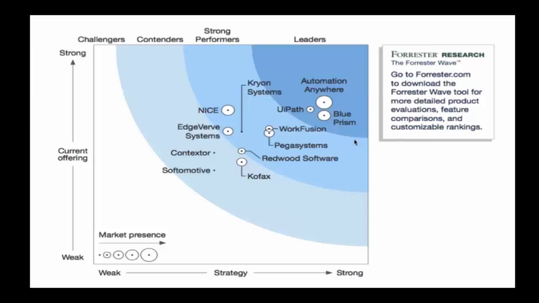So as you can see, Automation Anywhere has a bigger circle in comparison to the other tools. So according to the Forrester research, Automation Anywhere is the market leader in today's scenario.